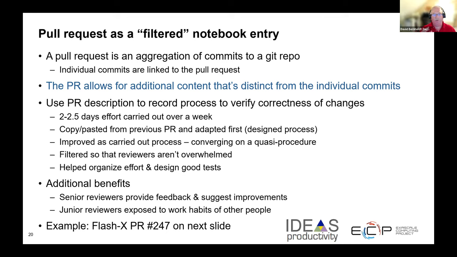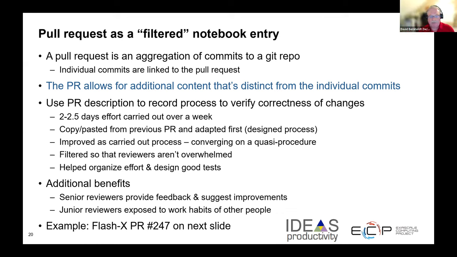And so what you want to capture in the pull request is really the process that you carried out and the process of testing that you carried out, right? So again, the high level of why you're doing this pull request and the testing processes that you used to give confidence in it. If you use the same format for other pull requests, you can copy it from an older pull request, use that as a starting point, and then adapt it to what you actually did this time. So you have a reference point for how you did it last time, and then maybe you can improve the process. Over several pull requests of a similar nature, you're starting to converge on a procedure, right?